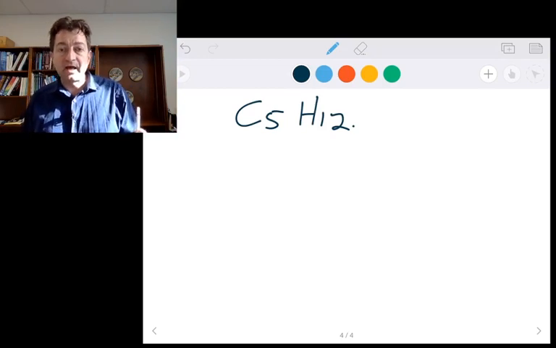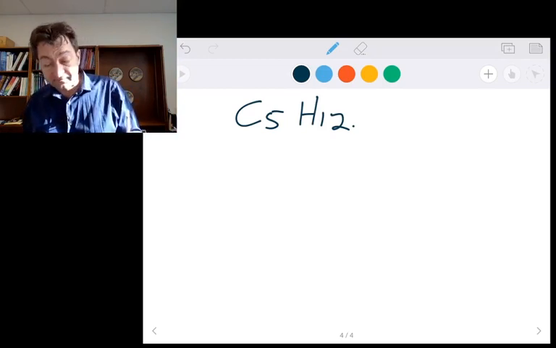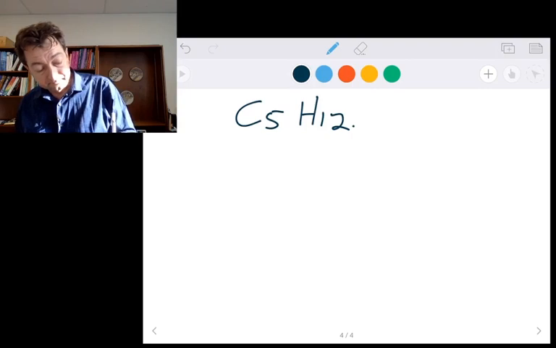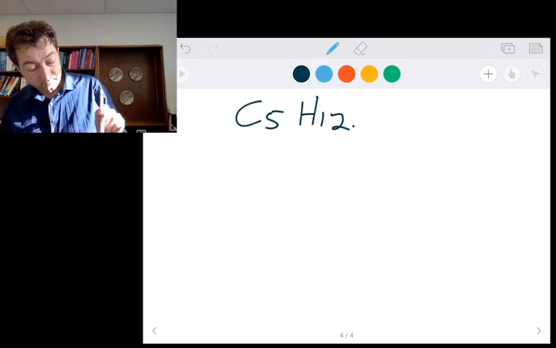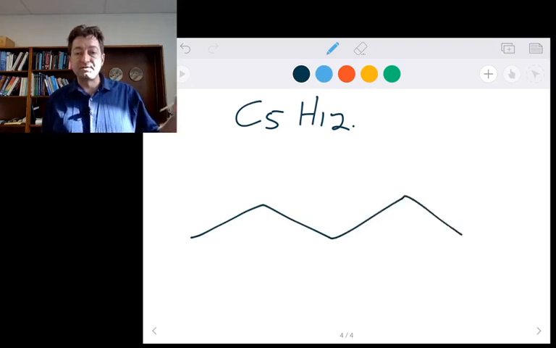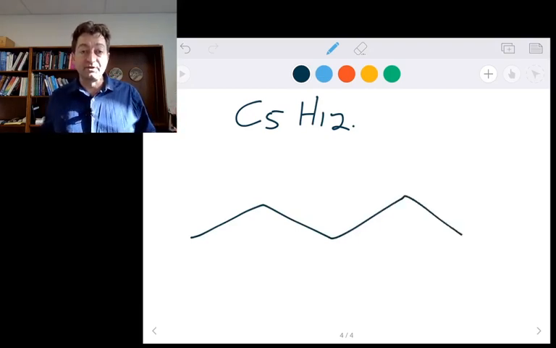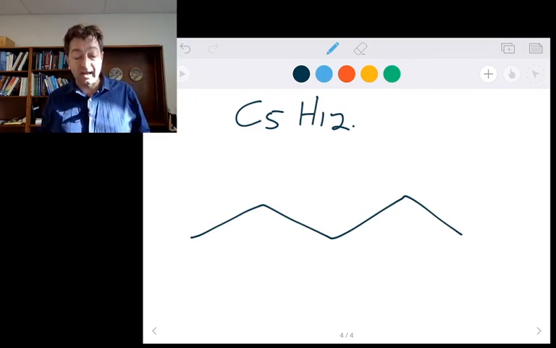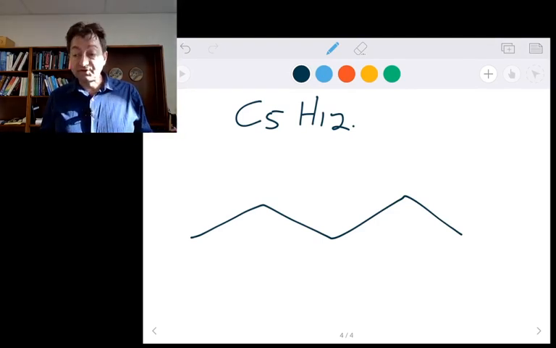So one of the constitutional isomers that I could draw for this particular hydrocarbon is that one there. That's just the line drawing. Again, each of those corners depicts an sp3 hybridized carbon atom, and the two ends depict an sp3 hybridized carbon, each with 3 hydrogens on the end. The 3 corners have 2 hydrogen atoms on them. So that's one of the constitutional isomers that we can draw.